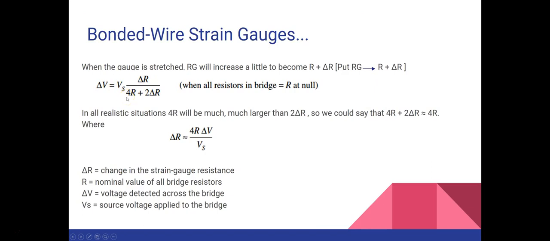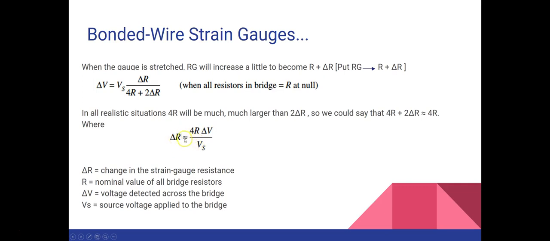Once you get this equation, you see at the denominator that your 4R is much higher compared to 2 delta R, because delta R represents the change and it's going to be small, and this value is going to be higher compared to this. So we are going to make the approximation, and we are going to ignore this, and we will just put delta V is equal to Vs delta R by 4R. So once you have that equation, you can find the value of delta R, which will be approximately equal to 4R delta V upon Vs.